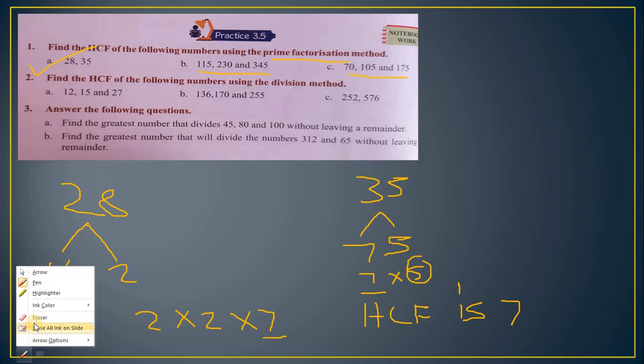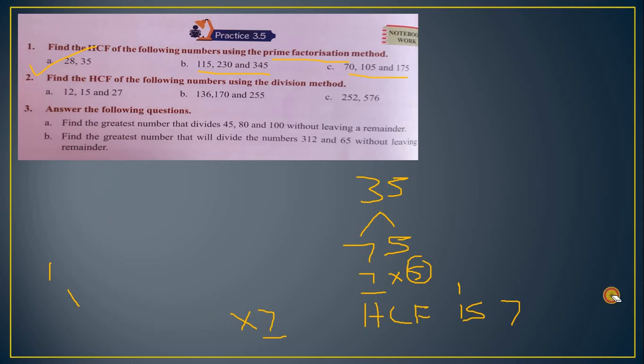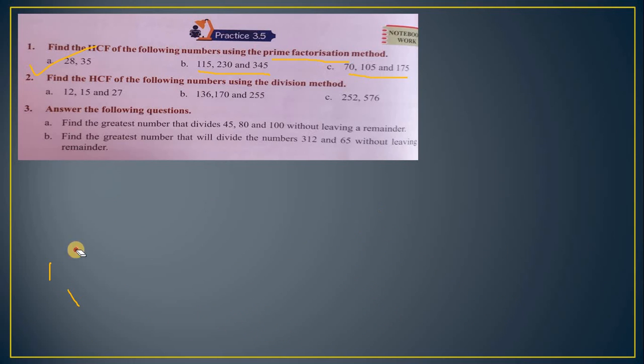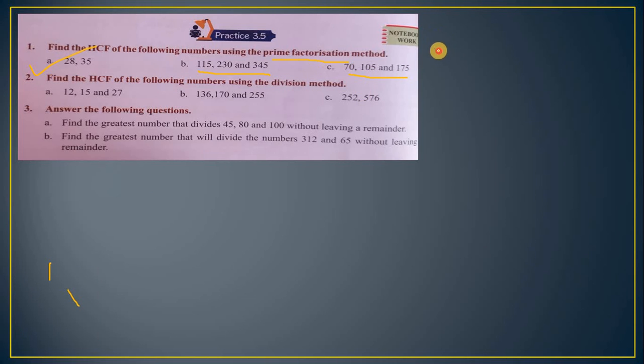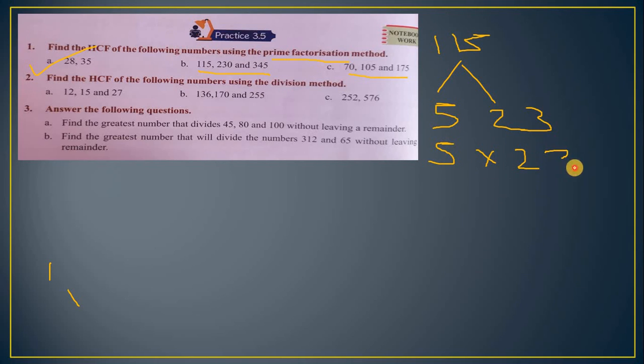So first I remove all the numbers. So now here I am taking the number 115. If you use the tree diagram, you can divide by 5. In the 5 multiplication table, this number is coming. 5 2s are 10. 5 3s are 15. So here if you multiply 23 into 5, you are getting back this number. So here its prime factors are 5 into 23.